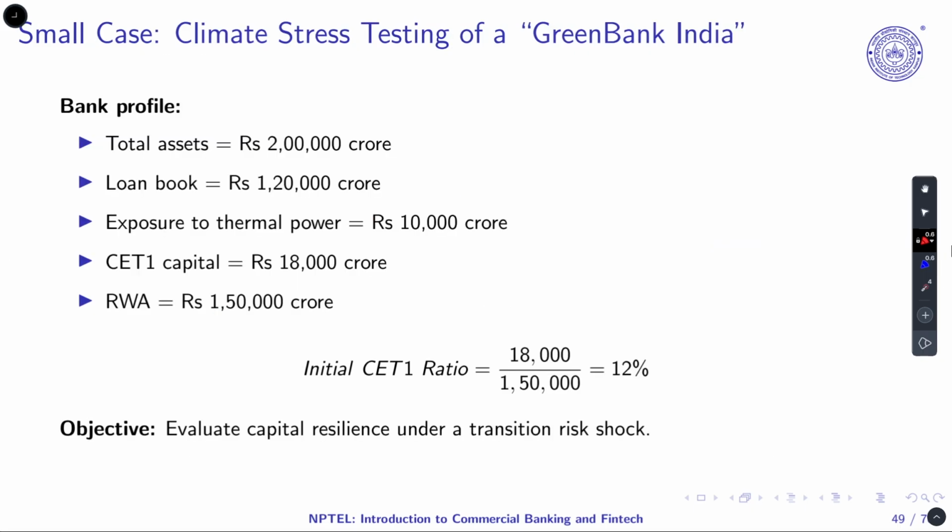Now, climate stress testing of the Green Bank of India. So total asset is 200,000 crore. The loan book is 1,20,000 crore. The exposure to thermal power is 10,000 crore. And then here we have the common equity tier 1 capital of 18,000. The RWA is 1,50,000 crore. So your initial CET1 ratio based on these indicators is going to be 12%, which means that you are able to meet the requirement.